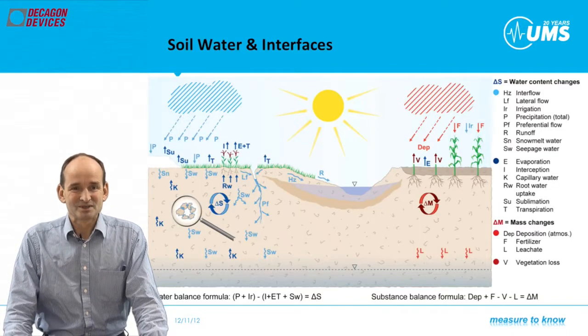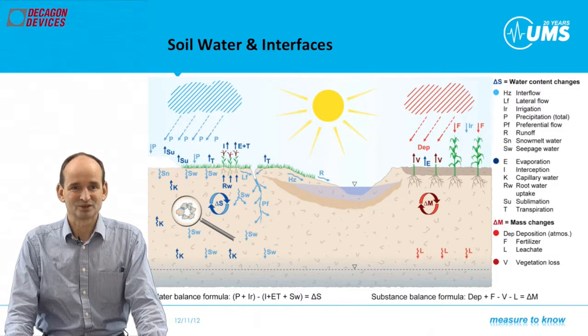Now, weighable lysimeters are precision tools for water flux and water measurements in soils and their interfaces to the atmosphere and to the groundwater. This schematic overview shows the most important water parameters. These should be taken into account to solve the water balance formula.